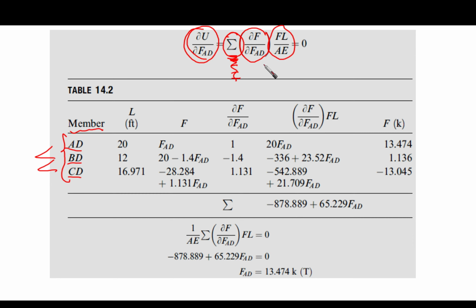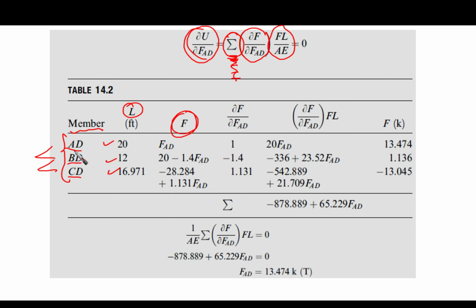Then it seems that we have some constants, because we are going to multiply, so we need to put all the information for each member. The length for each member would be conveniently tabulated here. So AD we have 20, 12, 16.9. These are the values from the geometry.